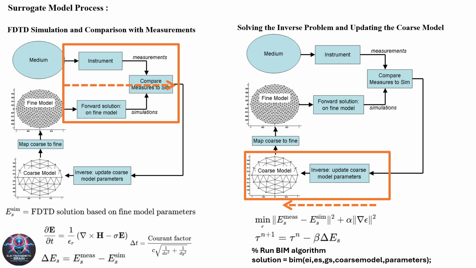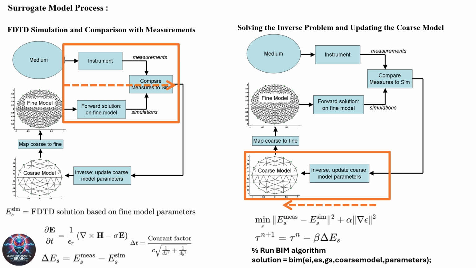The FDTD function performs the forward simulation using the FDTD method, solving for the electromagnetic fields across the fine grid. Its inputs are the fine model's electrical properties, permittivity and conductivity, and the incident field. The output is the scattered electric fields at the sensor locations.